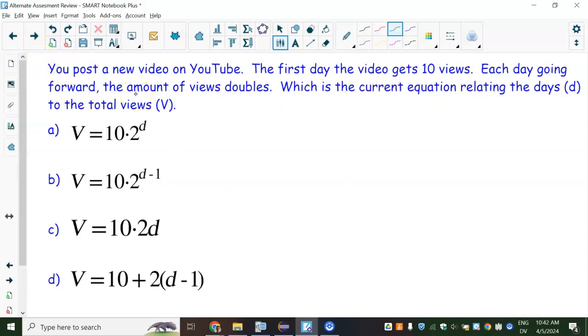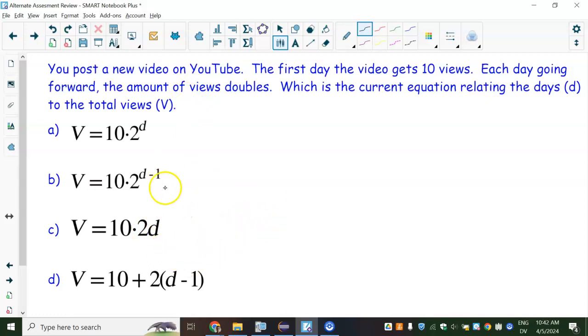Okay, exponential. So see if you can figure this out. This is how YouTube does sometimes work. You guys might be too young to remember Gangnam Style or some of those videos, but they just explode in popularity. So your video gets 10 views the first day, but then going forward, the amount of views doubles. What is the current equation relating the days to total views? So see if you can figure out which one of these.